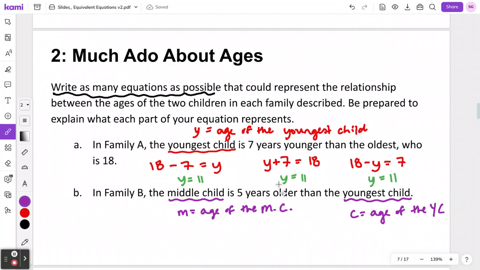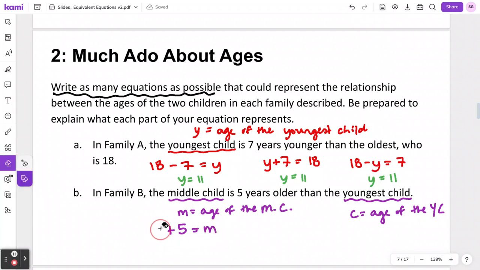Here, it's giving me that description that the middle child is 5 years older. So when I go to write my equation, I can say, if I start with my youngest child and add 5 years, that takes me to my middle child. And look what I did, I used y for youngest child. Now, family B, when I teach this in class, usually everyone agrees that one was a little harder. And it's harder because you don't know as much information as you did up here.